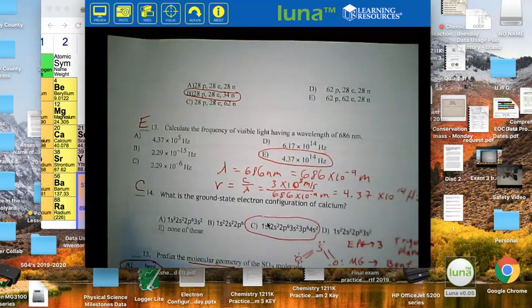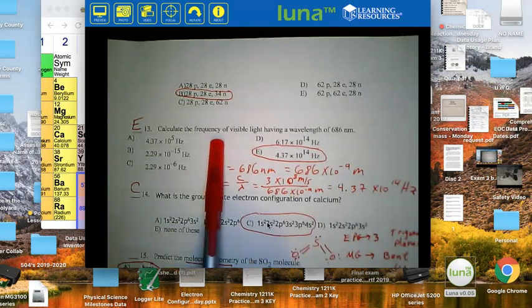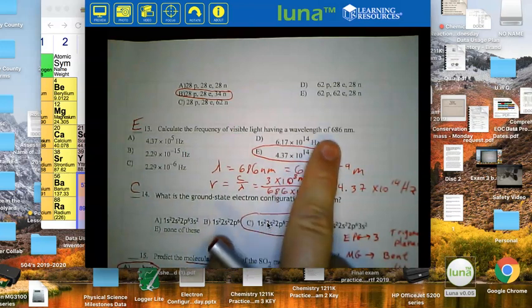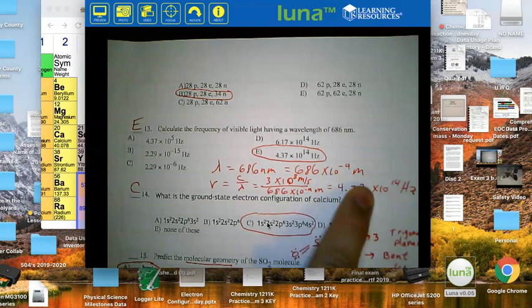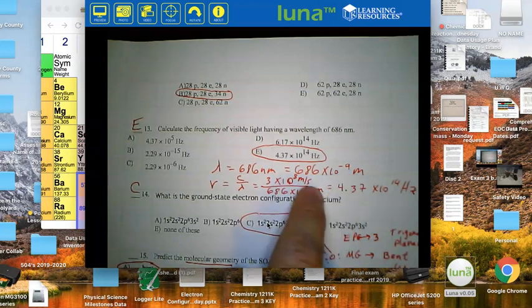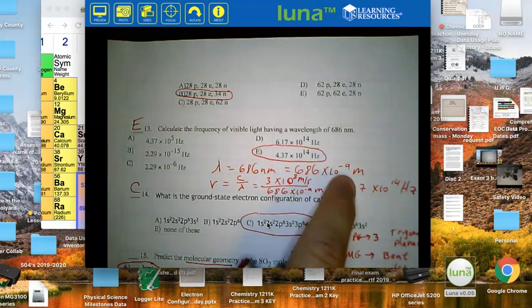All right, for number 13, it says calculate the frequency of visible light having a wavelength of 686 nanometers. I showed you how to write nanometers in terms of meters. You just rewrite it, because you're multiplying times 1 times 10 to the negative 9th meter, so you write it as 686 times 10 to the negative 9th meters. You always have to remember to do that conversion because the units for speed of light are in meters per second. So if you're given nanometers, you have to convert to meters.